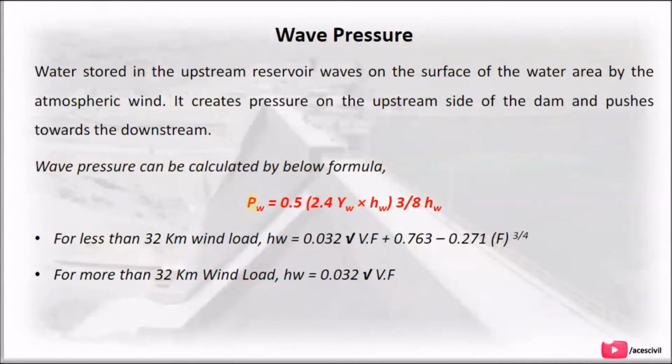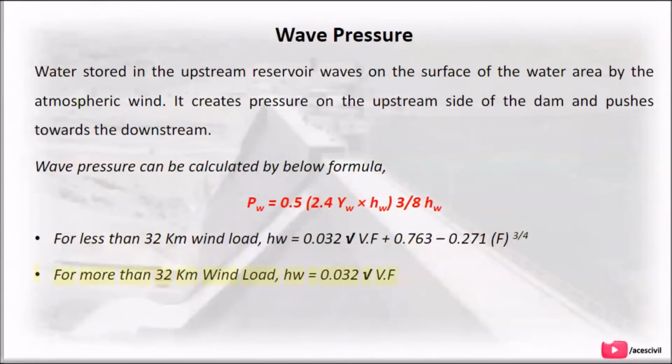Pw equals 0.5 times 2.4 w times hw, acting at 3/8 hw. For less than 32 km wind load, hw equals 0.032 √(VF) plus 0.763 minus 0.271 F^(3/4).